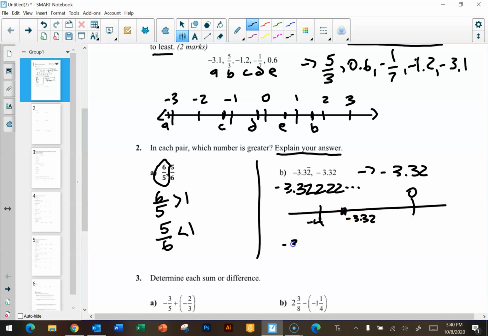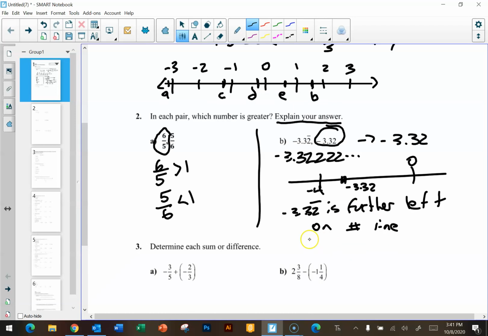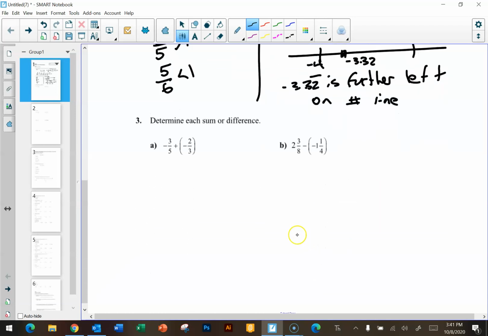Sorry, it asks which one is greater, not which one is less. So -3.32 would be greater. -3.32 repeating is further left on the number line. That's a good enough explanation for that. There's other explanations as well, but those ones work.